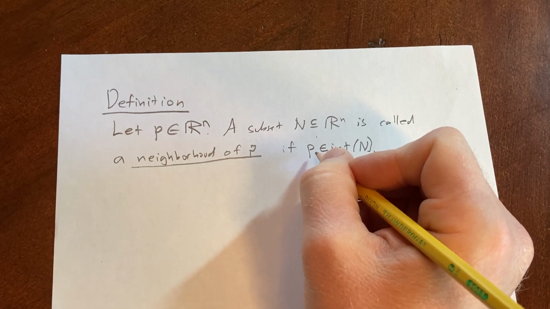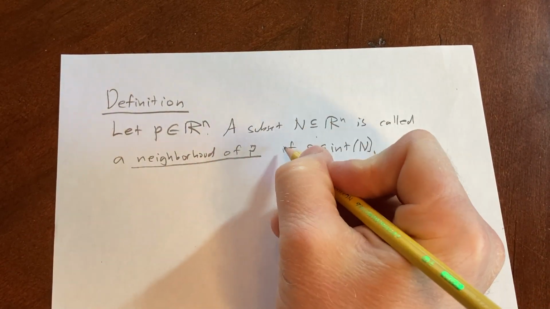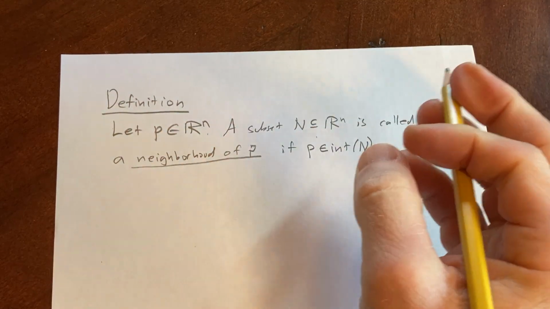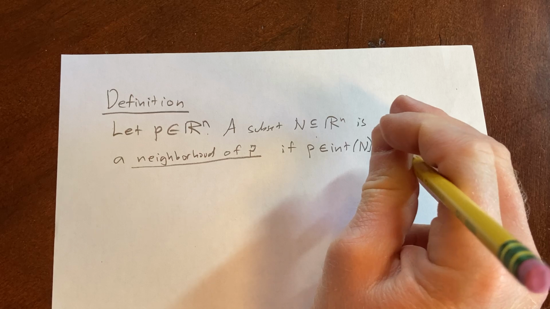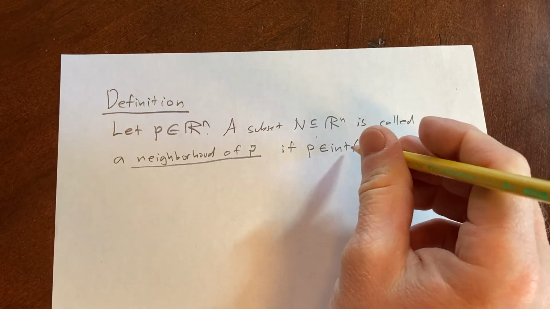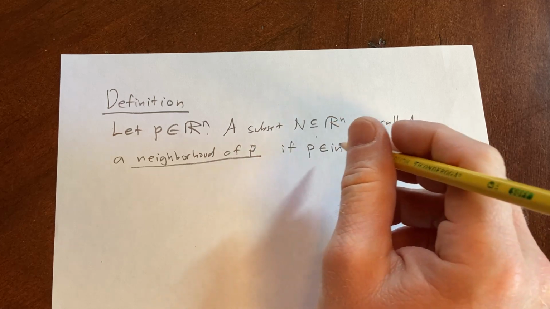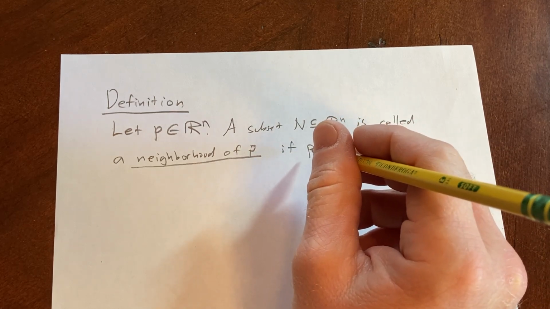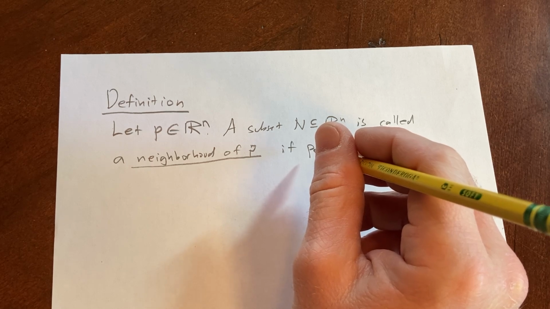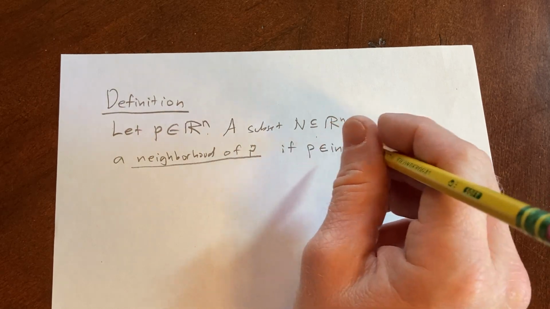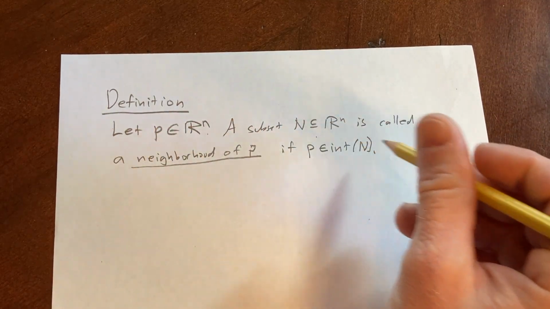That means that there is some open ball of radius R centered at P for which that open ball is contained entirely in N. That's what it means for something to be an interior point, right? The interior of N is the set of all interior points. So if P is in the interior, it means P is an interior point. And what does that mean? Again, it means that you can find some R so that there's a ball around P contained entirely in N. So yeah, that's called a neighborhood.